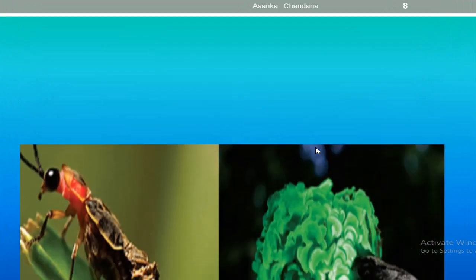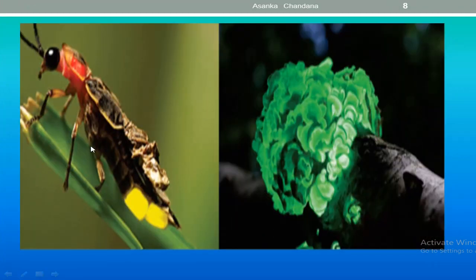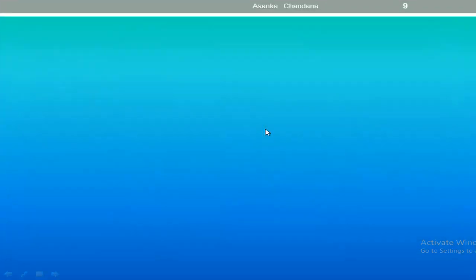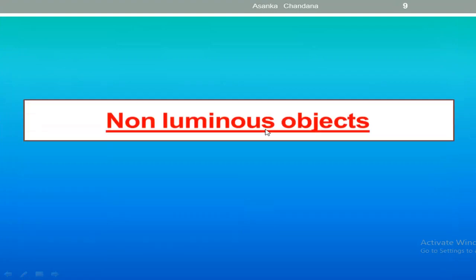Next one, this is the firefly. This firefly also emits light by producing its own light, so the firefly also belongs to the luminous objects. This picture represents the light-emitting mushroom. This one is also able to produce its own light, therefore it also belongs to the luminous objects. Now we have learnt what a luminous object is.